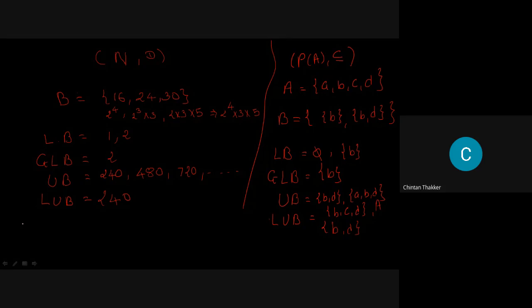Then in a poset, if all elements of the subset are related to one element of the poset, that element is called an upper bound. Now, from all upper bounds, if one upper bound is related to all the remaining upper bounds, that upper bound is called the least upper bound. So we have these four definitions. Now we take the practice from the assignment.